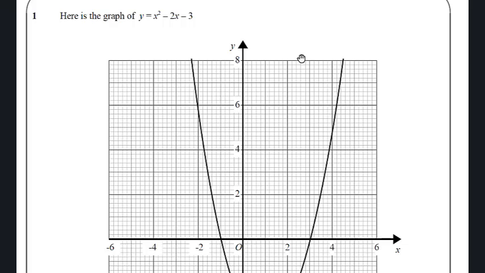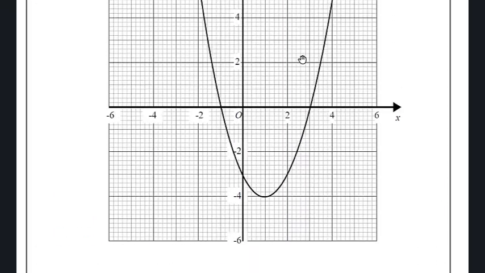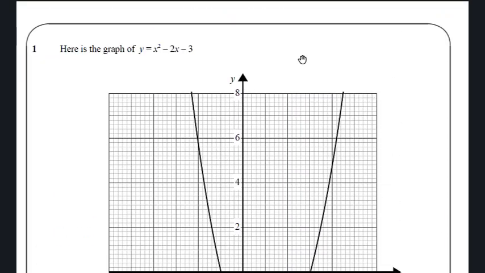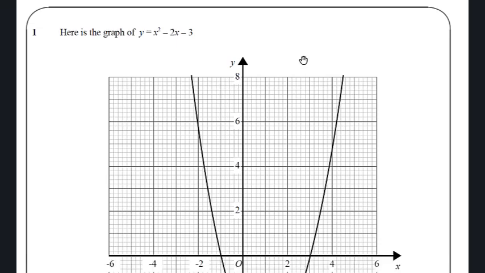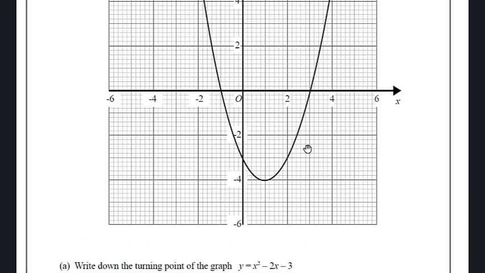Today we are going to be talking about quadratic functions and graphs, and we are basically going to walk through questions around question 1, 2. We're going to be solving these questions. So we start with question 1, and it says here is the graph y equals x squared minus 2x minus 3. The questions are: write down the turning points of the graph and also use your graph to find the roots of the equation.